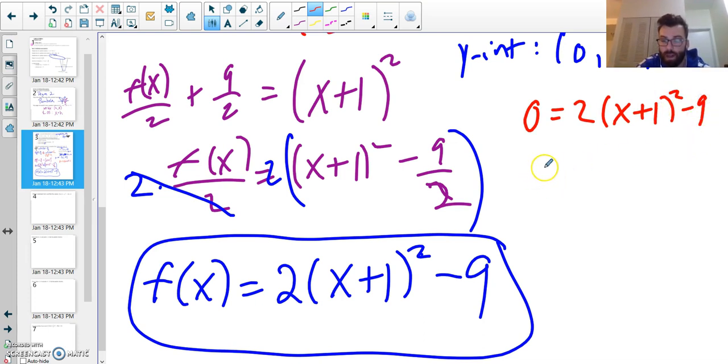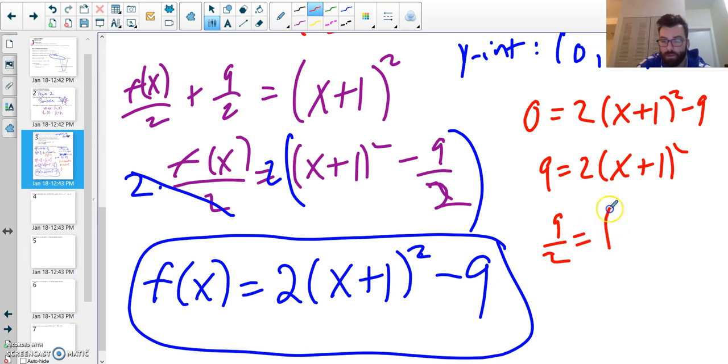Let's solve by using the square root. Excuse me, we already completed the square. Add 9, divide by 2, 9 over 2 equals x plus 1, squared. Square root both sides.